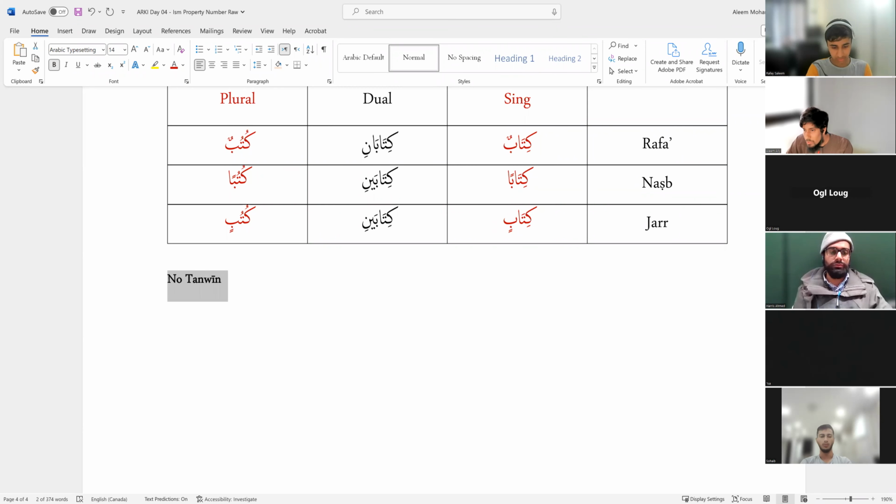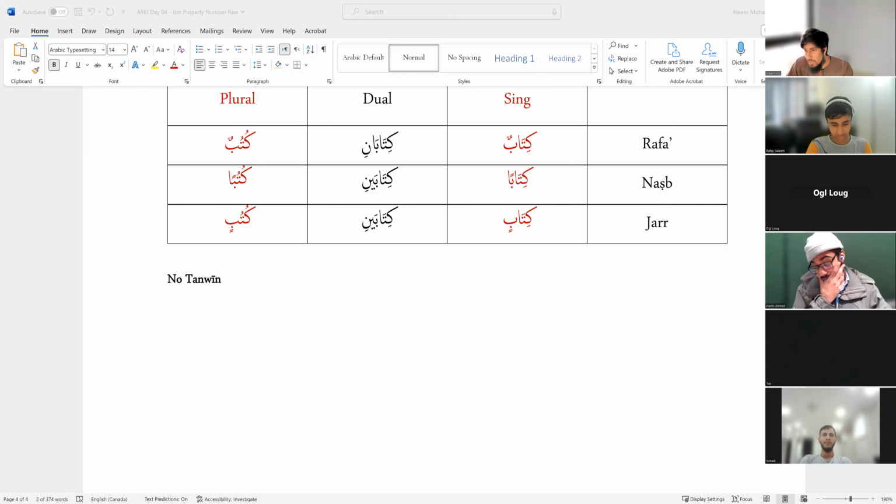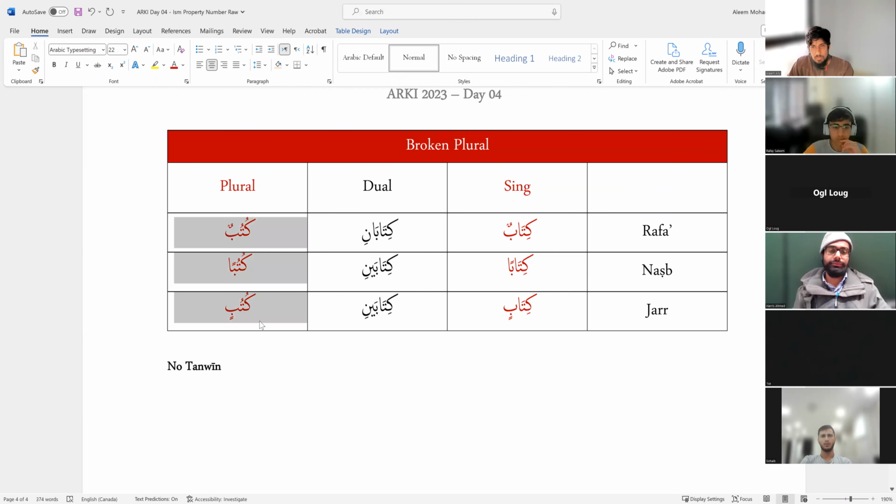So I think there's a question there. Is this kind of like an irregular word? Does this apply to all isms with broken plurals? Yes, it does apply to all isms with broken plurals. This would be consistent across broken plurals, inshallah.